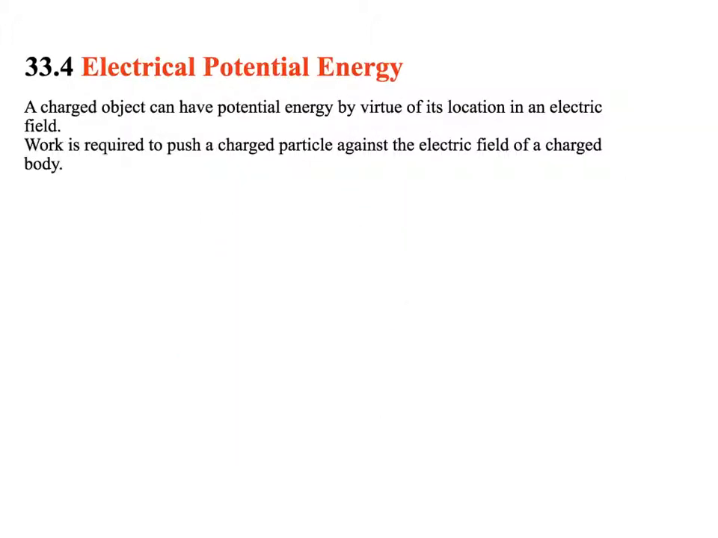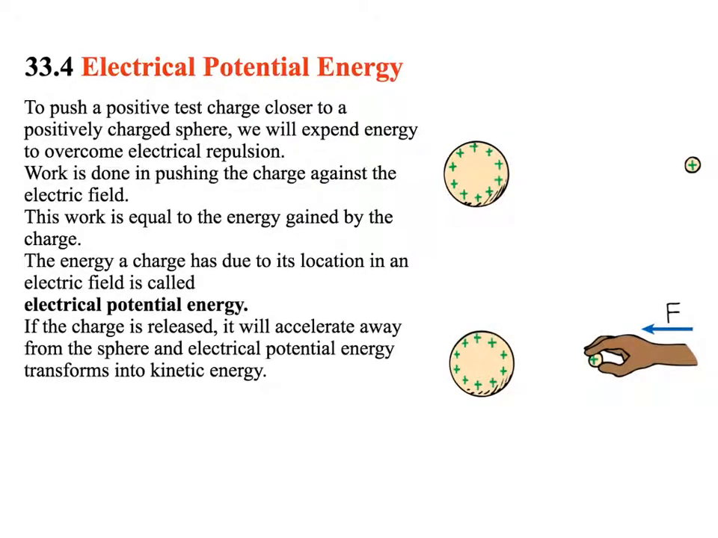A charged object can have potential energy by virtue of its location in an electric field. Work is required to push a charged particle against the electric field of a charged body. To push a positive test charge closer to a positively charged sphere, we expend energy to overcome electrical repulsion. Work is done in pushing the charge against the electric field. This work is equal to the energy gained by the charge. The energy a charge has due to its location in an electric field is called electric potential energy.